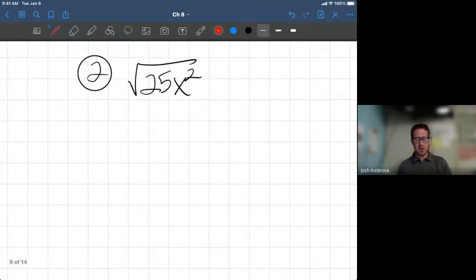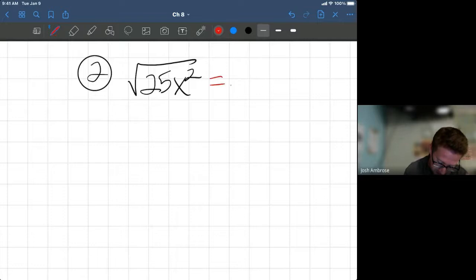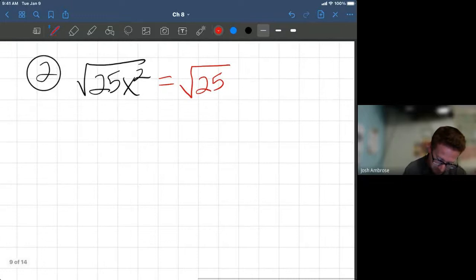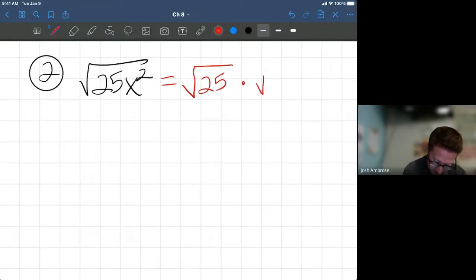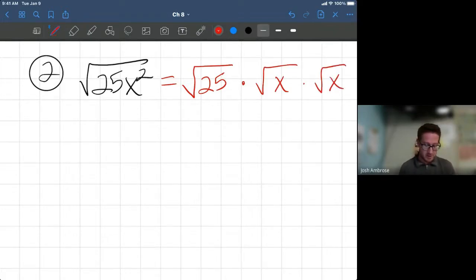Now, this is a good one to show by breaking it up into its parts. So let's do that. This is the same thing as saying the square root of 25 times the square root of x times the square root of x. What I'm doing is, this says it's squared, so I wrote it twice to break it down into all of its parts. Again, it's squared, meaning I have 2 of these guys.